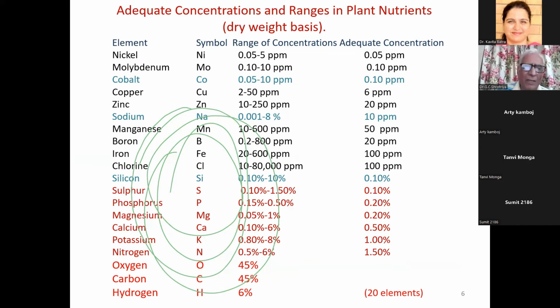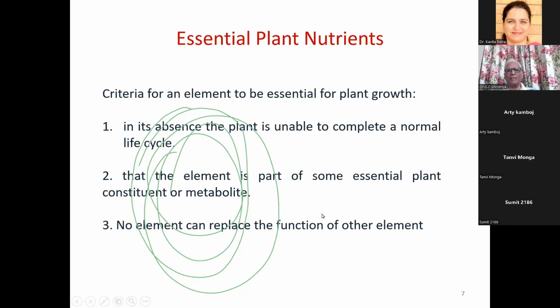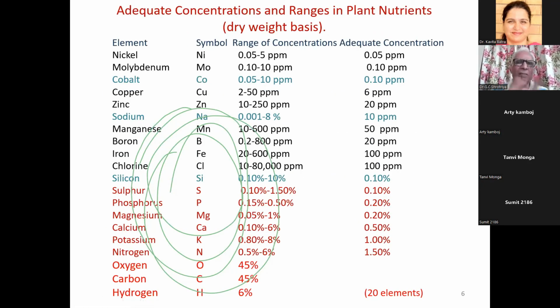And then these macronutrients, which are needed in larger quantities, sulfur, phosphorus, magnesium, potassium, what we have said as primary or secondary nutrients, are in terms of percentage. But micronutrients are needed in very, very small quantities, in parts per million, not even expressed in percentage. So very minor quantities. This is the composition.